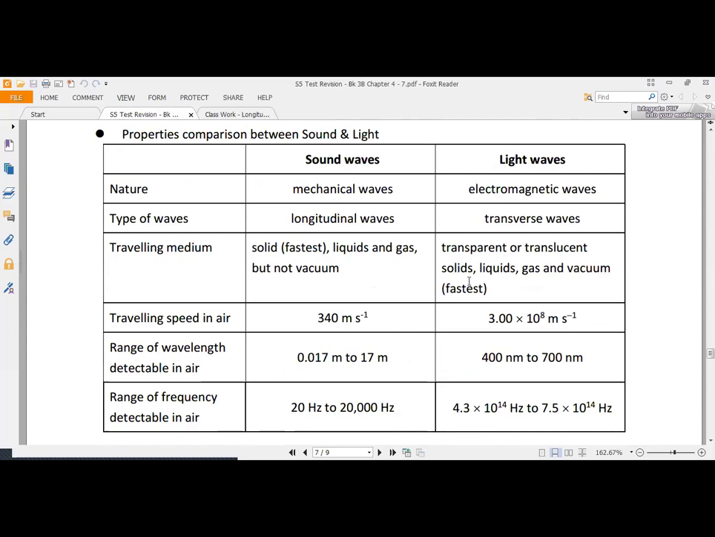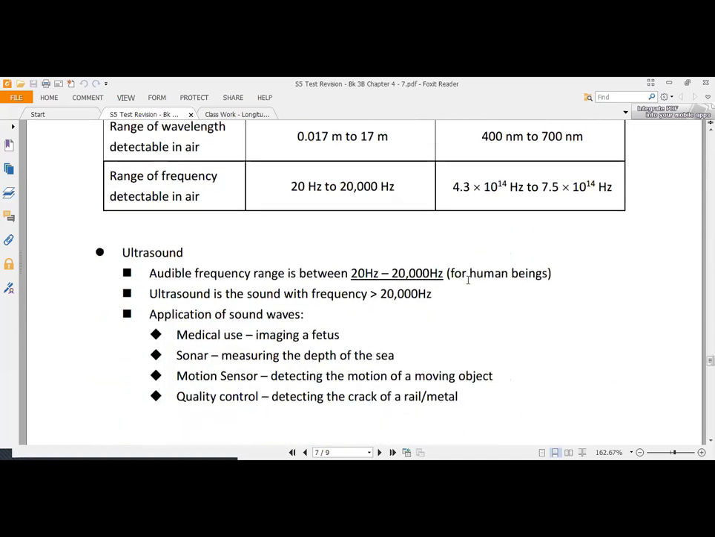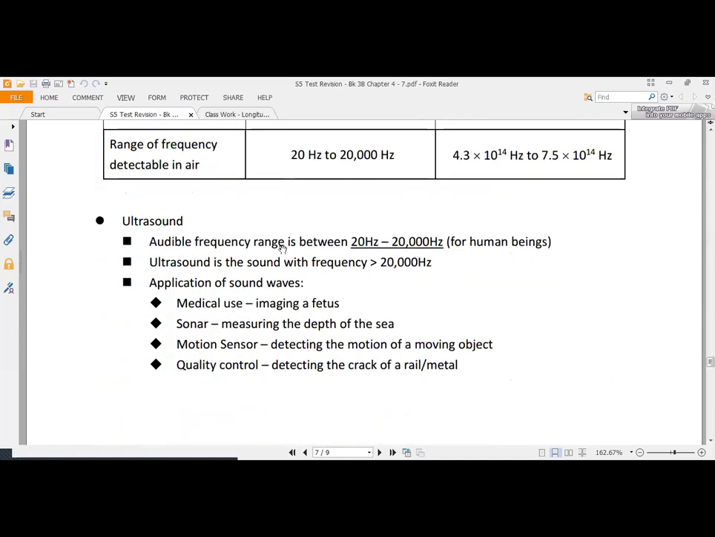And the other thing is the supersonic or ultrasound. Okay, ultrasound. What are the properties of the ultrasound? It includes the meaning of audible range. Our ear can only hear from 20 Hertz to 20,000 Hertz. Okay, this is the range our ear can actually hear. If the sound has a frequency higher than 20,000, we will call that ultrasound.